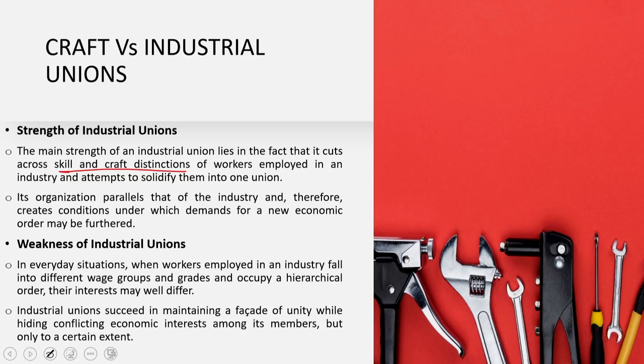But when you look into industrial unions carefully, in everyday situations workers employed in an industry fall into different wage groups, and effectively they are not a homogeneous group. There are classifications, there are internal differences, there are internal silos in which they are working. It could be in terms of wage groups, grades. They occupy a hierarchical order, and their interests may well differ. Somebody on a high pay grade, the organizations might be keen to fight for them, or industrial unions may align themselves according to their interests. Somebody in a lower pay grade might not see that similar treatment is given to them. So industrial unions succeed in maintaining a facade of unity. So it is not a real unity, while hiding conflicting economic interests among its members, but only to a certain extent.